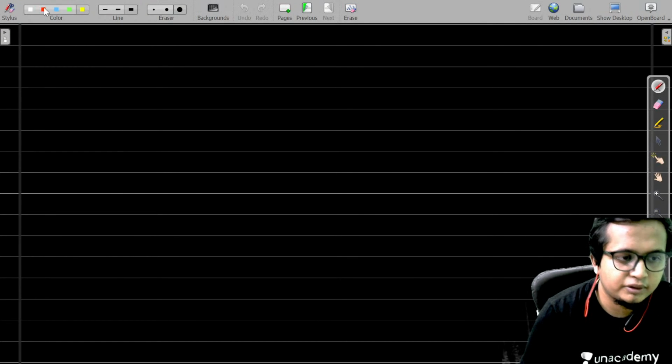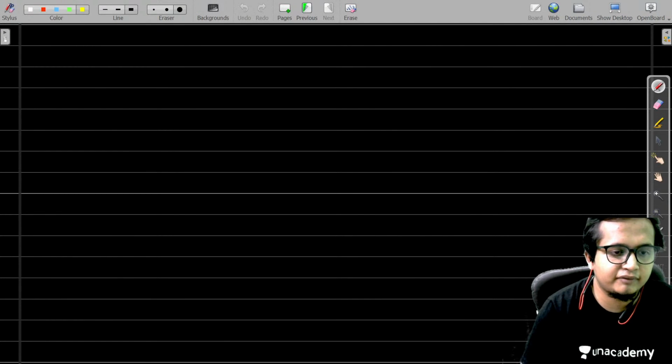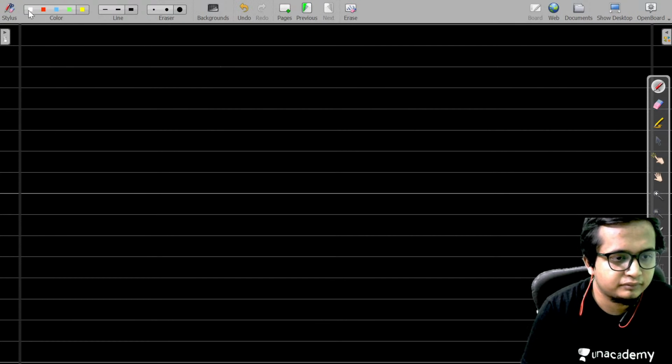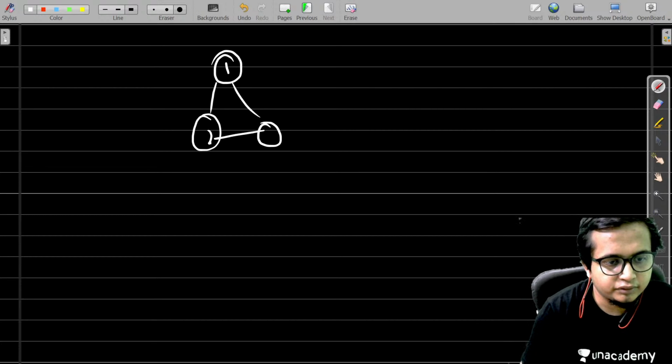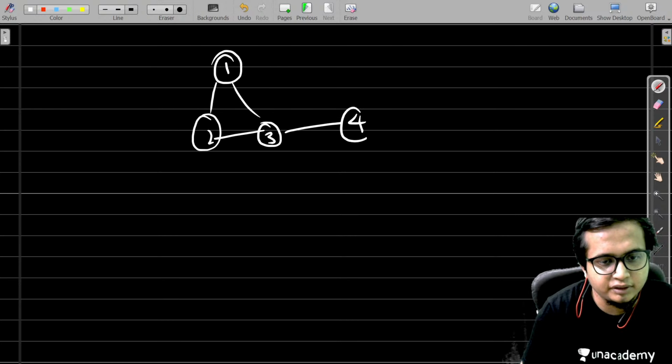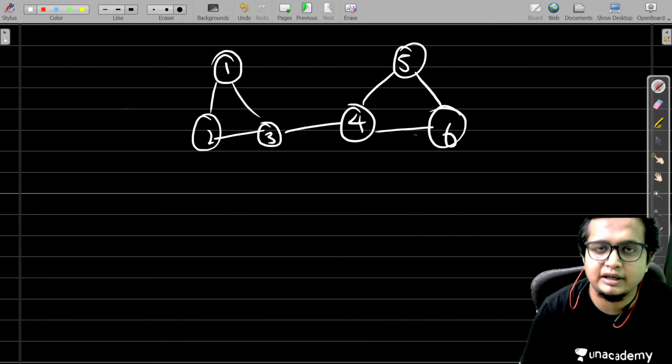Okay, so where was I? Yeah, I was telling about BFS. Okay, so suppose this is my graph. This is 1, this is 2, this is 3. I'm considering the same graph for simplicity, so that I don't have to rewrite the input.